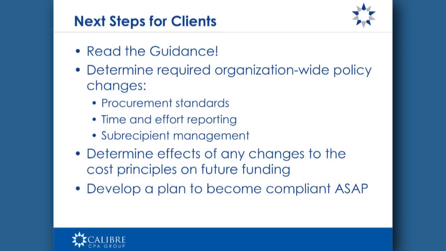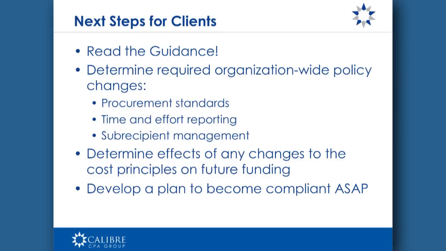So what can you do going forward? You can read the guidance. It's lengthy, but there are several places where it summarizes the changes. There are some FAQs on the OMB website. Implement some policies. Make sure you have procurement standards. Make sure you have a subrecipient policy. Most places have procurement standards. Make sure you follow them. The subrecipient management is, I think, an area where a lot of people don't have a policy and are going to need to really focus on those.